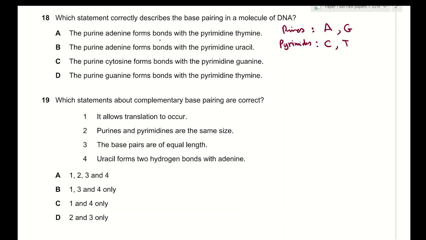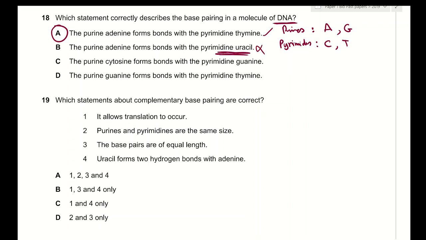Now, once we've got this clear, let's see the question. The purine adenine forms bonds with the pyrimidine thymine. Now, this is correct, and the answer is going to be A. For B, the purine adenine forms bonds with the pyrimidine uracil. Now, this would only be correct if that was an mRNA, because here it's asking about DNA specifically, and DNA does not have uracil, it's mRNA or RNA, therefore this is incorrect.